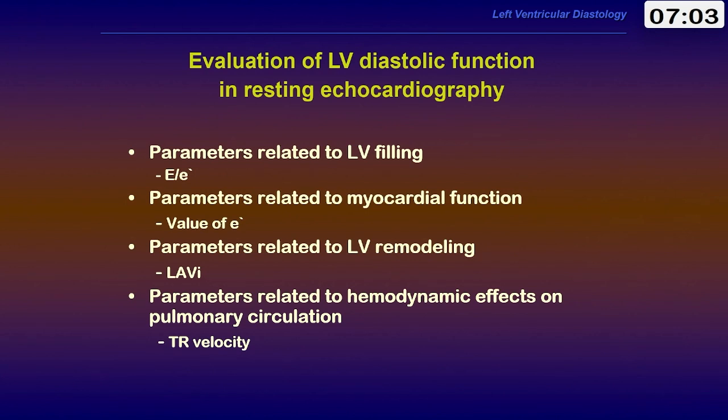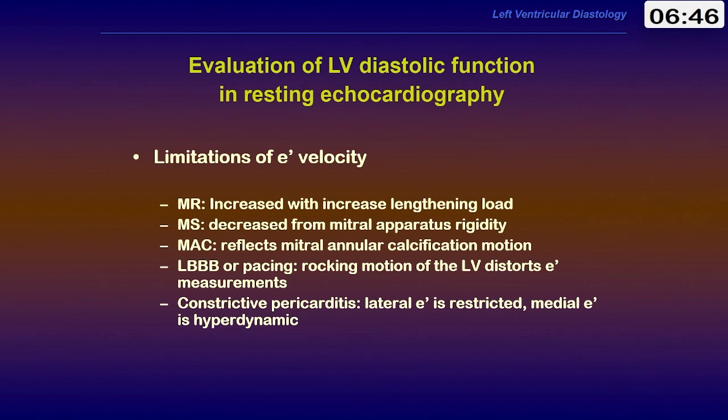Parameters related to the hemodynamic effect on the pulmonary circulation. Dr. Amora Abu Saud asked the last speaker about the assessment of the right ventricle when you assess for further therapy, especially if you have patients with HFpEF. So we have the tricuspid regurgitation velocity. Do we have some limitations for these parameters or these measurements?